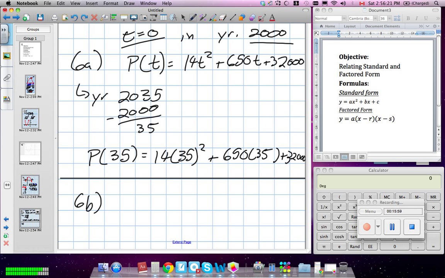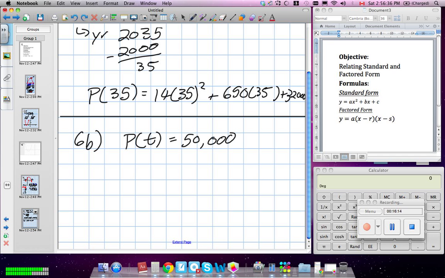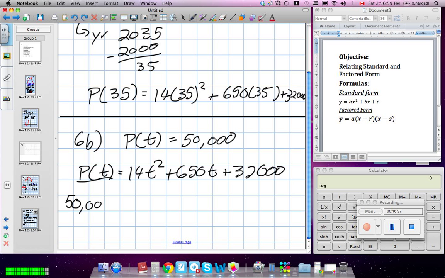Now, what we've got to do to solve this is we're actually going to have to factor this equation. Our equation was P at T equal to 14T squared plus 650T plus 32,000, right? They want to know what T will be when P at T is 50,000. So we replace P at T with 50,000, equal to 14T squared plus 650T plus 32,000, okay?